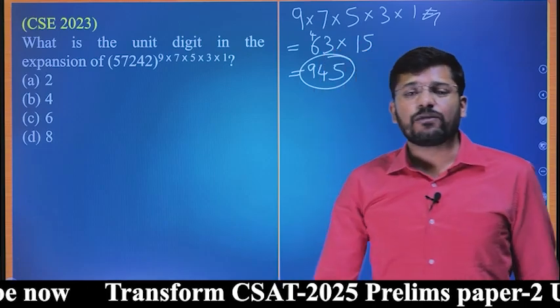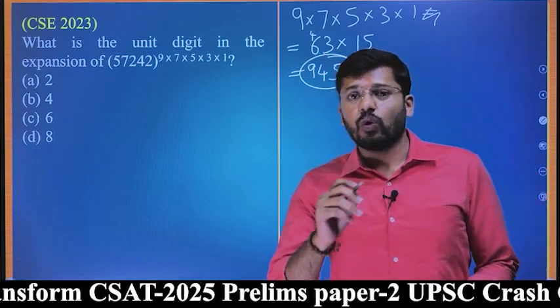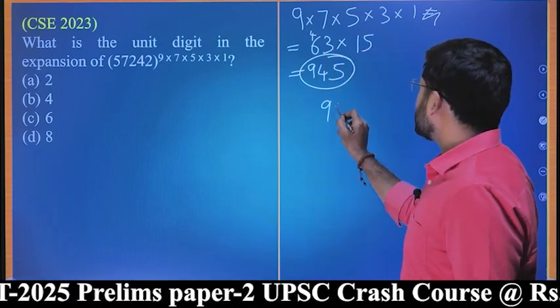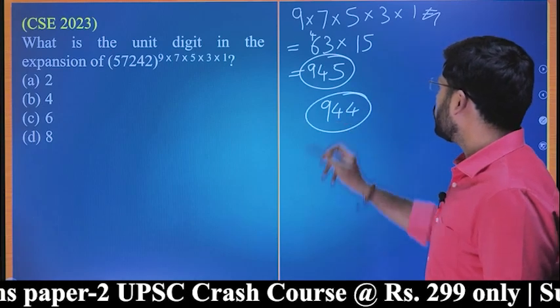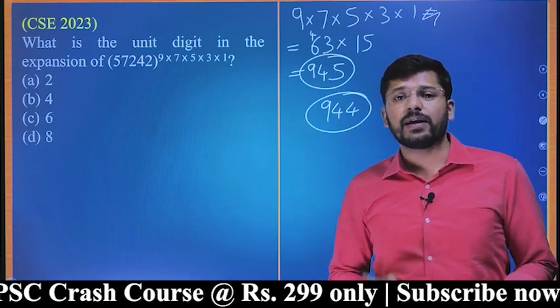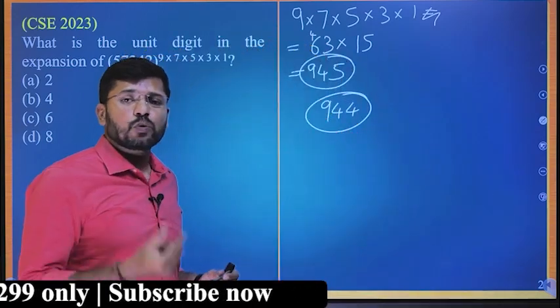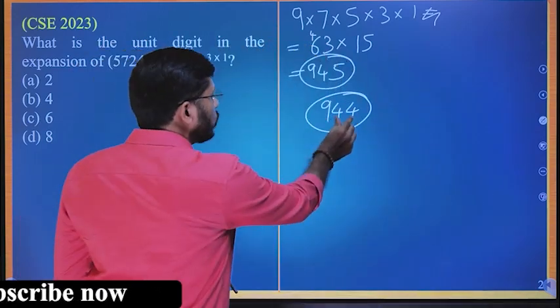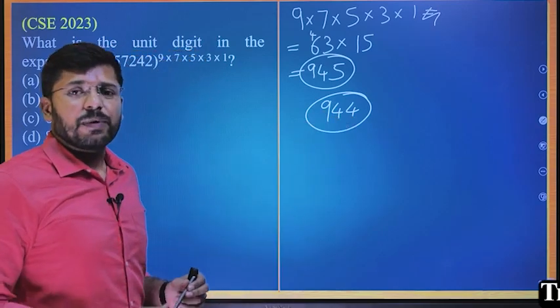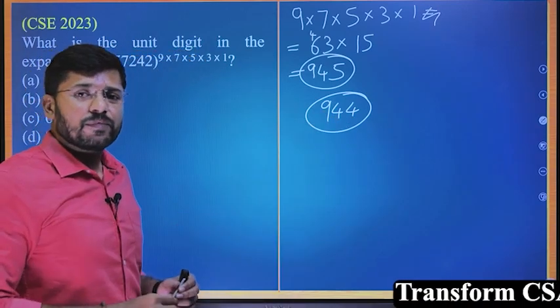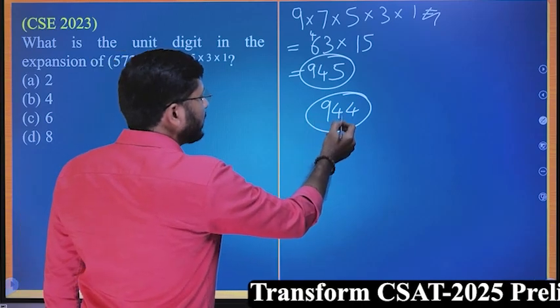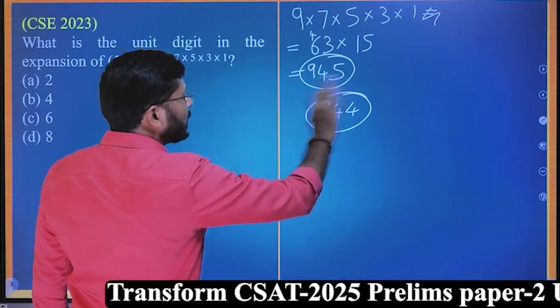Is 945 divisible by 4? No. 944 is divisible by 4. How do we know that 944 is divisible by 4? Make a note of this: the divisibility rule of 4 says that if the last 2 digits of any number are divisible by 4, then the entire number is divisible by 4. So 944 is divisible by 4. 945 is not divisible.